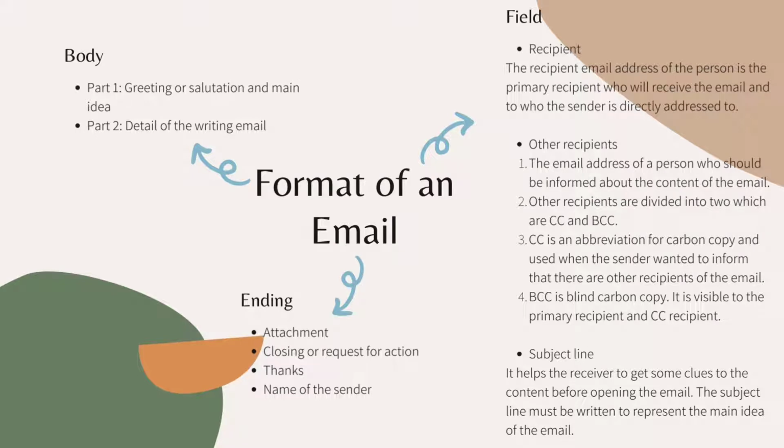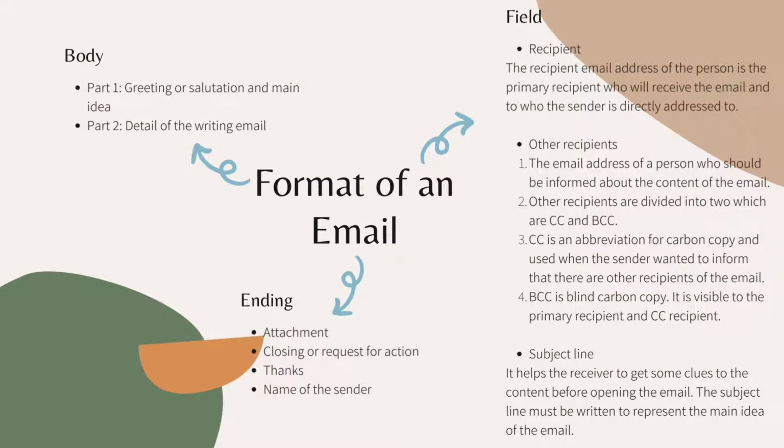Other recipients are divided into two, which are CC and BCC. CC is an abbreviation for carbon copy and is used when the sender wants to inform that there are other recipients of the email. BCC is blind carbon copy. It is not visible to the primary recipient and CC recipient. Then, the subject line helps the receiver to get some clues to the content before opening the email. The subject line must be written to represent the main idea of the email.